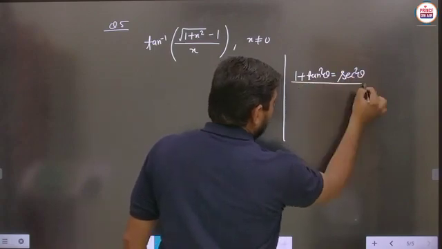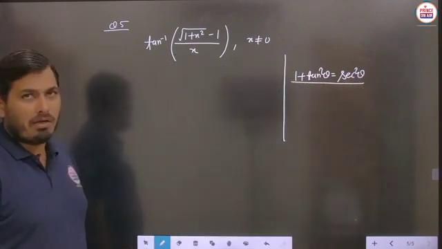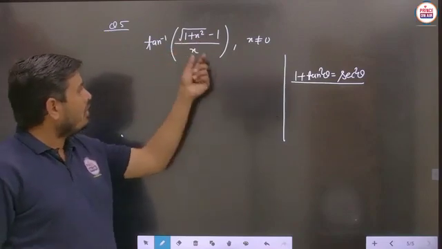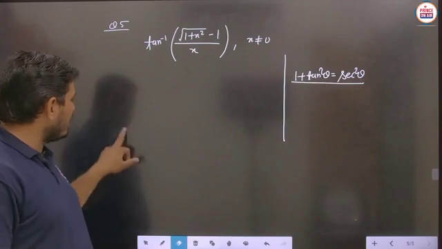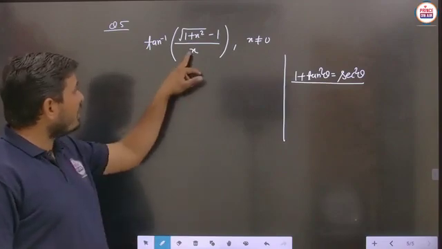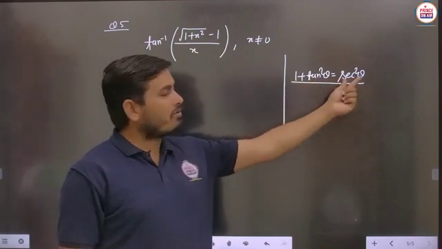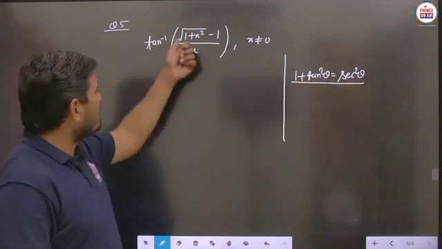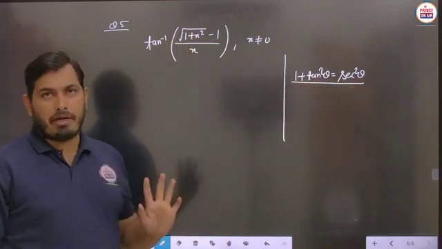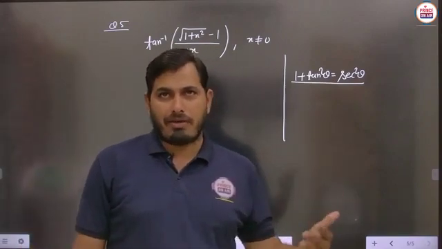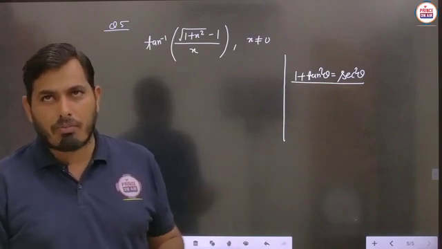So if we know this, then on behalf of this part, this is 1 plus x square, so you can take this x as tan theta. So this part will become 1 plus tan square theta, and 1 plus tan square theta will become sec square theta, and the square root is also eliminated here. So our priority is to simplify the expression. That's why we use a suitable trigonometric substitution here.